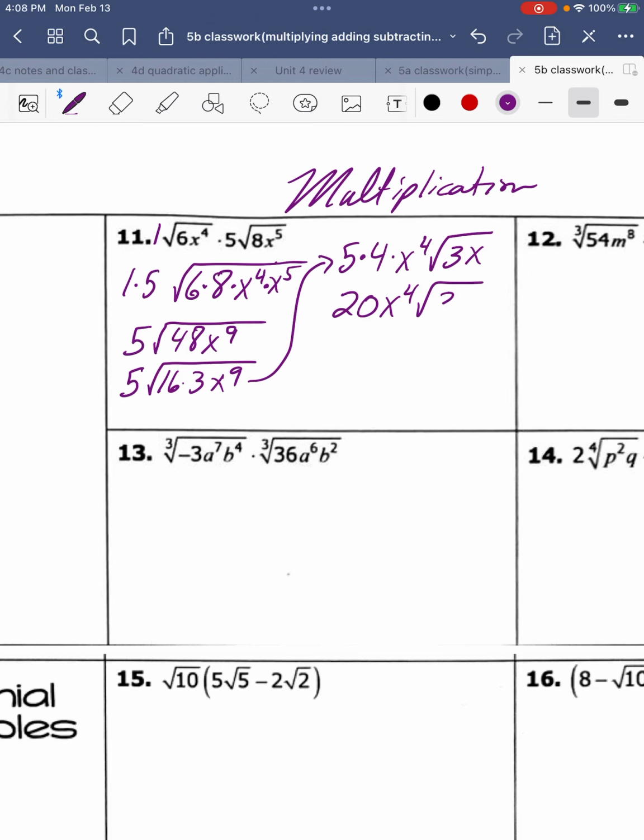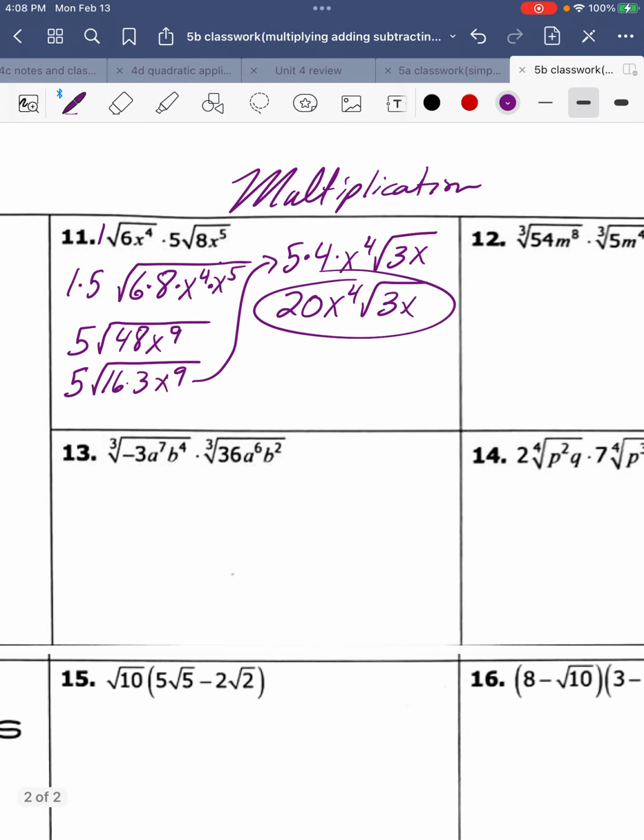So 5 times 4 is 20. X to the fourth, square root of 3x. Final answer.